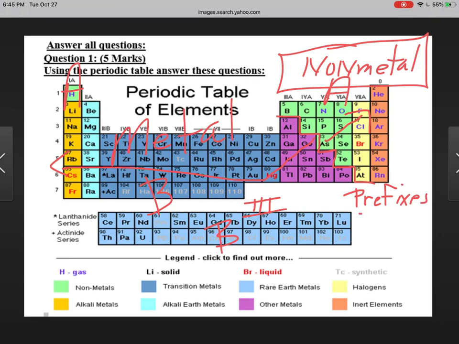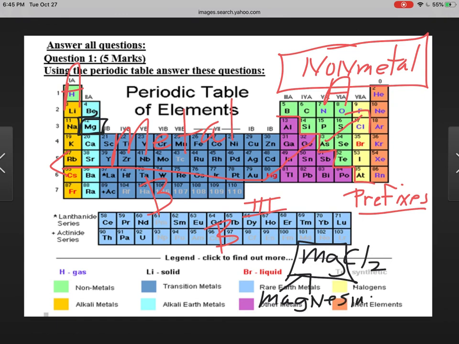So it does not count if you have something like magnesium chloride. Magnesium is a metal because it's on this side. Therefore, you do not use prefixes. It's a group A metal, so you do nothing to it. It's just magnesium chloride.